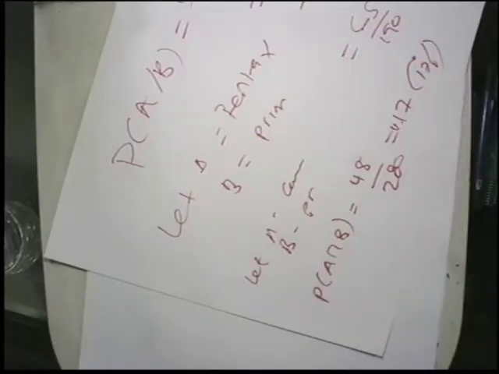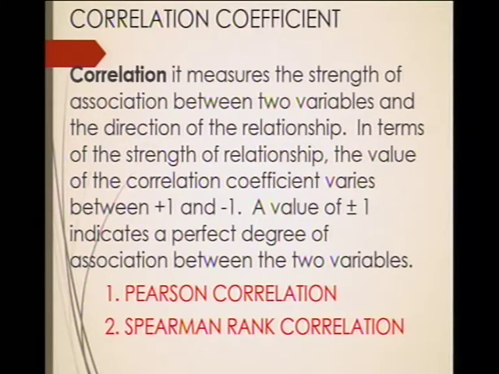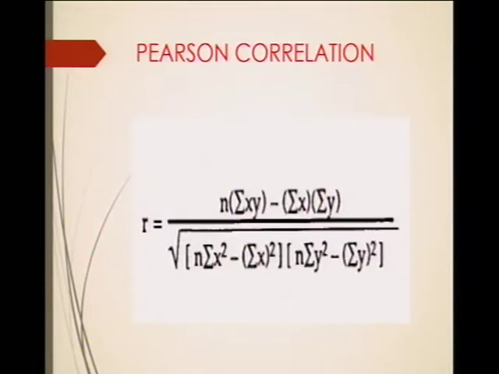Then we move on to the correlation coefficient. It measures the strength of association between the two variables, and you also want to know the direction. Is it a positive relationship or a negative relationship? If it's positive or negative, is it strong or weak? For Pearson correlation, that is the formula that we use. It's pretty simple. You can even just type on Google Pearson correlation example, and they will show you how you do it.